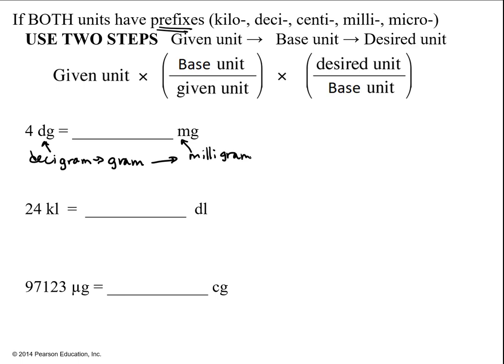Kilo gets a 1, base unit gets 1,000. Deci is 10 times smaller, it gets a 10. Centi is 100 times smaller, gets 100. Milli is 1,000 times smaller, gets 1,000,000. And then micro is 1,000,000 times smaller, so it gets the 1,000,000.